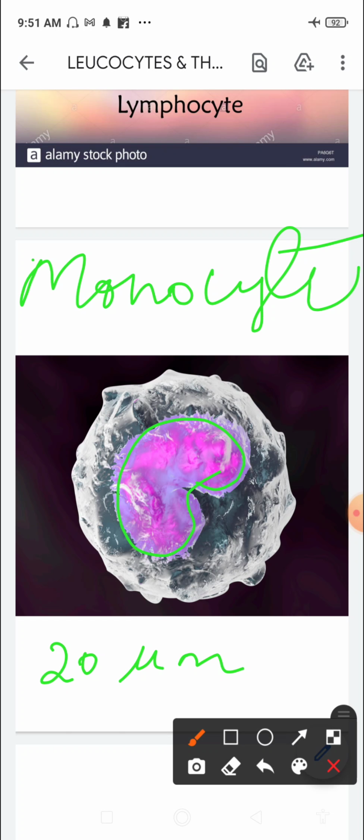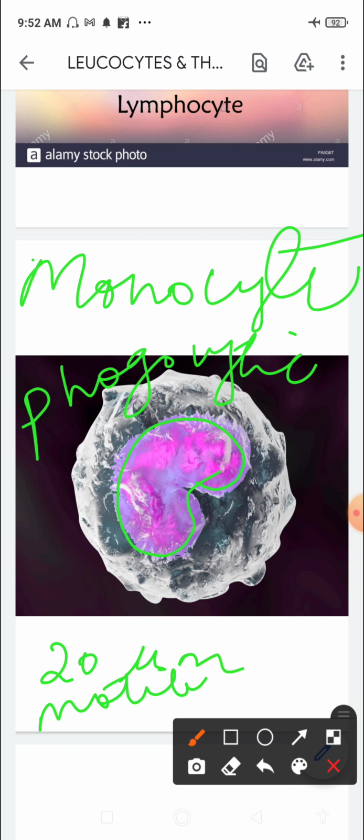They are highly motile. Motile means they can move. They are highly motile, and they are phagocytic also. They engulf the foreign particles. They capture the prey, and they remain in blood for only 3 days.